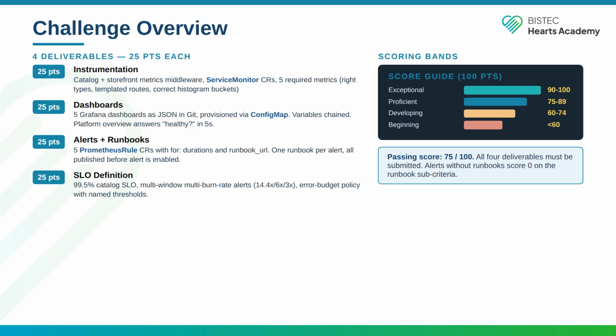Deliverable 4 is the SLO definition. A 99.5% availability SLO for the catalog service. All 3 burn rate alert rows: 14.4 times, 6 times, and 3 times, with both windows each, and an error budget policy with named action thresholds. The passing score is 75 out of 100.